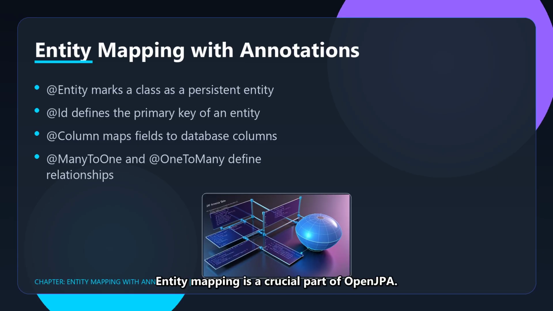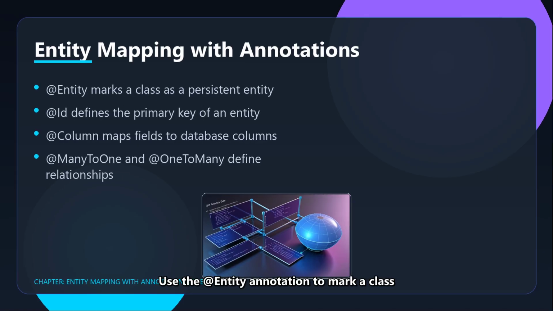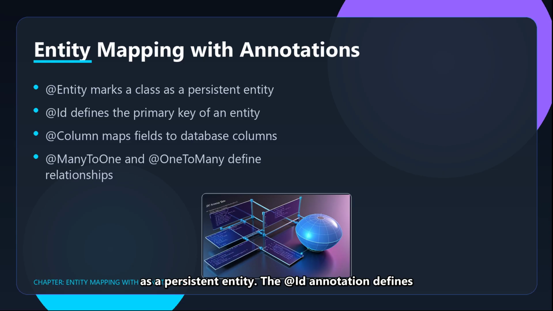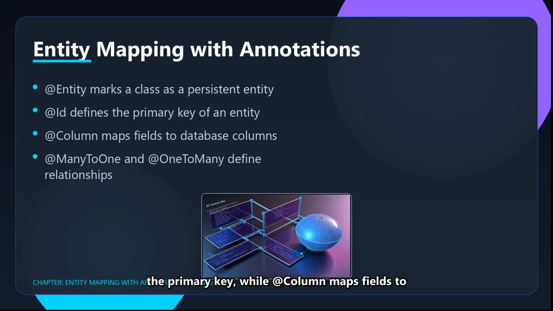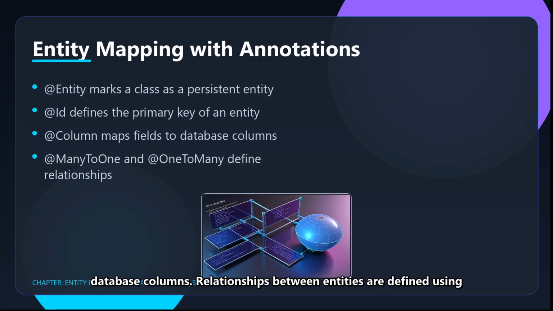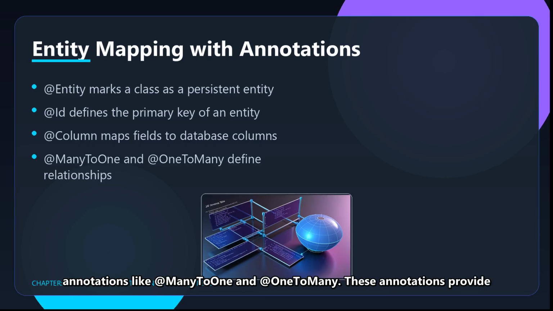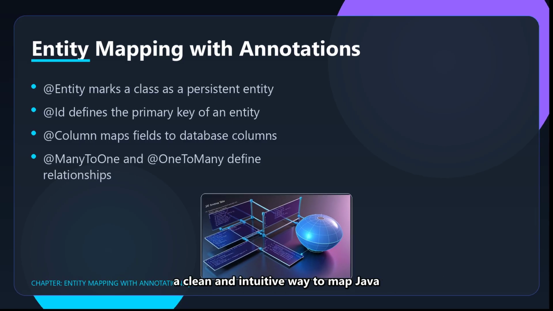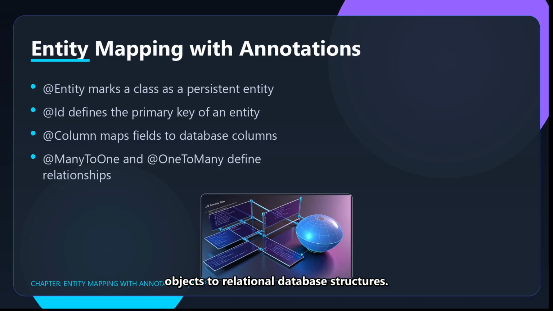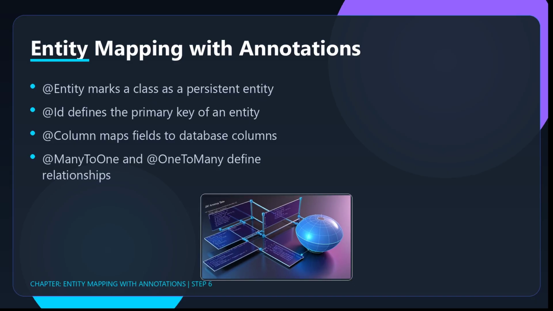Entity mapping is a crucial part of OpenJPA. Use the @Entity annotation to mark a class as a persistent entity. The @Id annotation defines the primary key, while @Column maps fields to database columns. Relationships between entities are defined using annotations like @ManyToOne and @OneToMany. These annotations provide a clean and intuitive way to map Java objects to relational database structures.